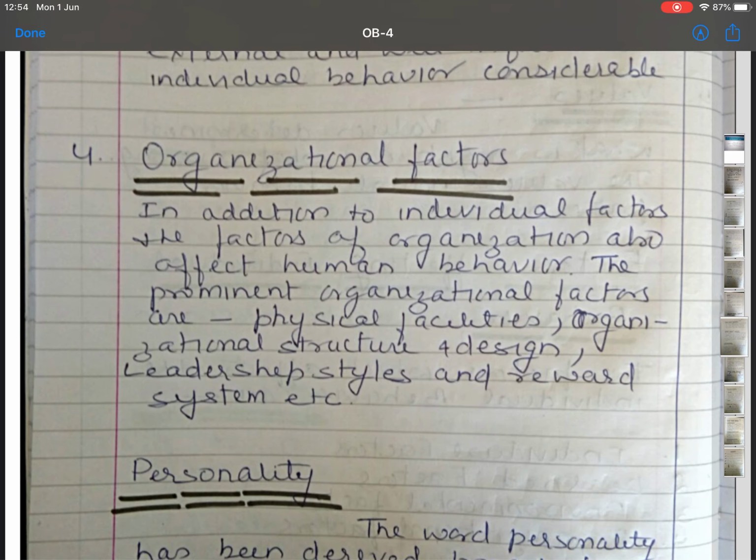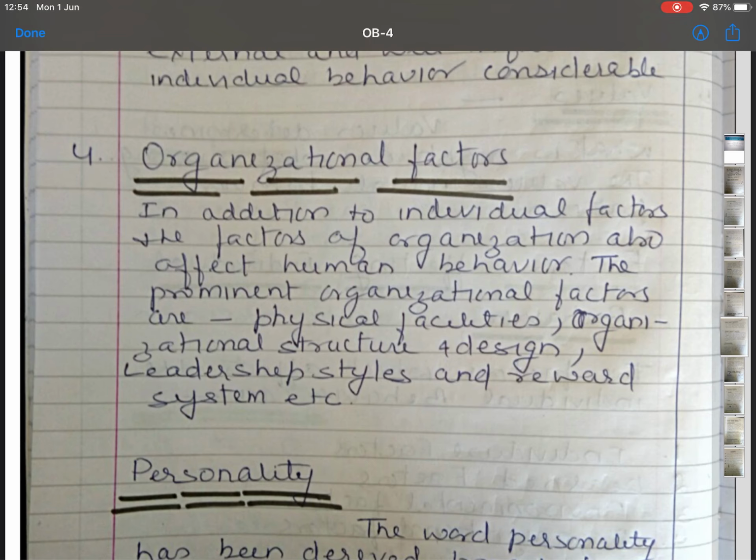Then organizational structure and design. It refers to the way in which different departments and groups in the organization are set up, and in which way each individual has to report in the organization, how their responsibilities and authorities are defined. So definitely if they are properly defined, then there will be no confusion. Everybody knows to whom they have to report and what their task is. So this is definitely going to affect individuals' behavior in the organization.